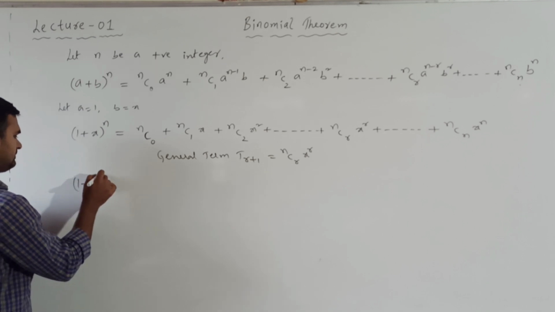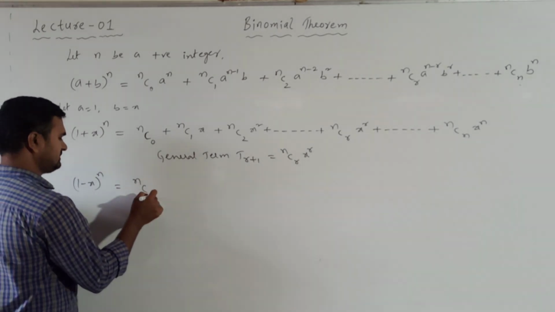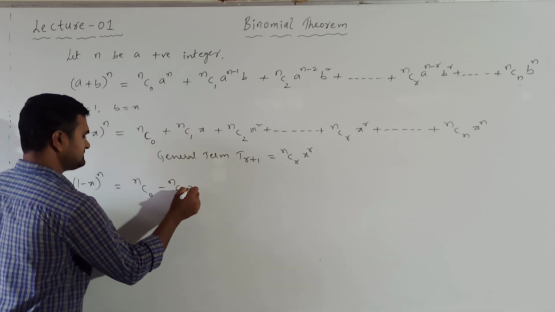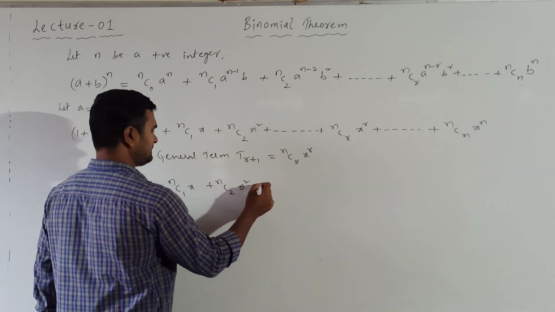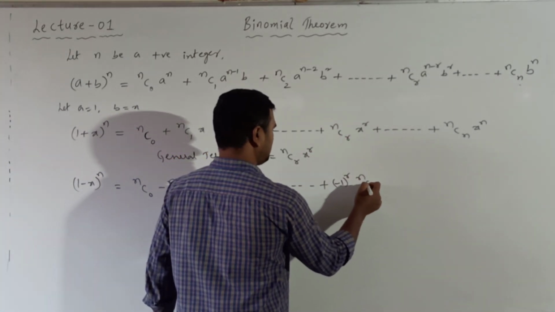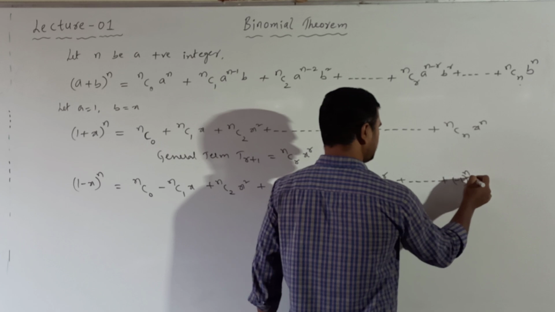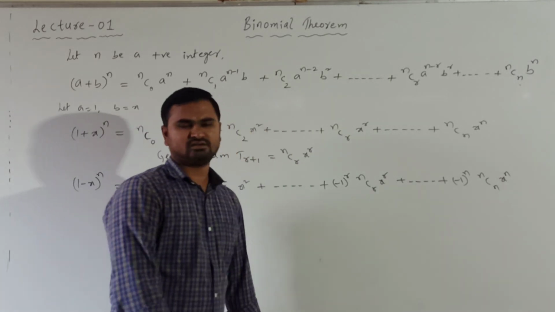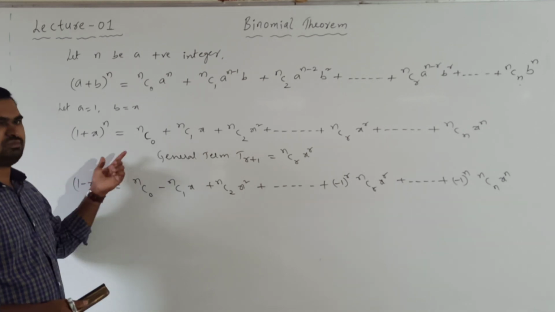1 minus x whole power n. Replacing the x with minus x, it is nC0, no extra is there. Now replacing x with minus x, we get minus nC1 into x, minus x whole square is plus only, plus nC2 x square, and so on. Now depending on r value, minus 1 power r, nCr into x power r, and so on. Last term, minus 1 power n into nCn into x power n. So replacing x with minus x, we get another expansion, 1 minus x whole power n.